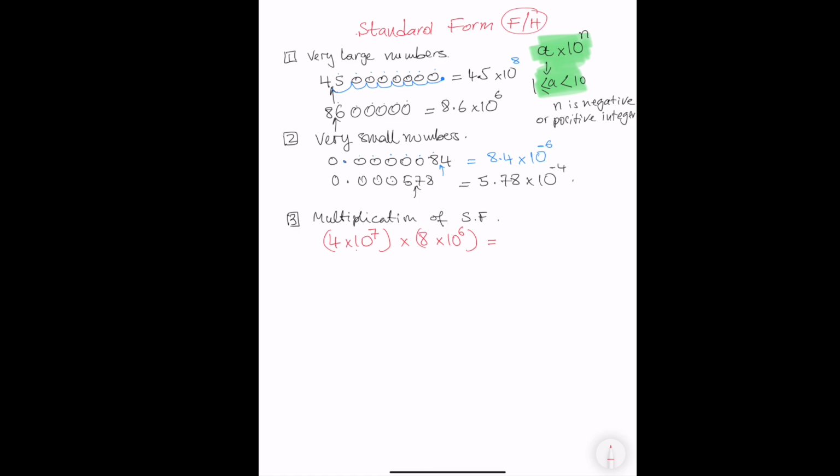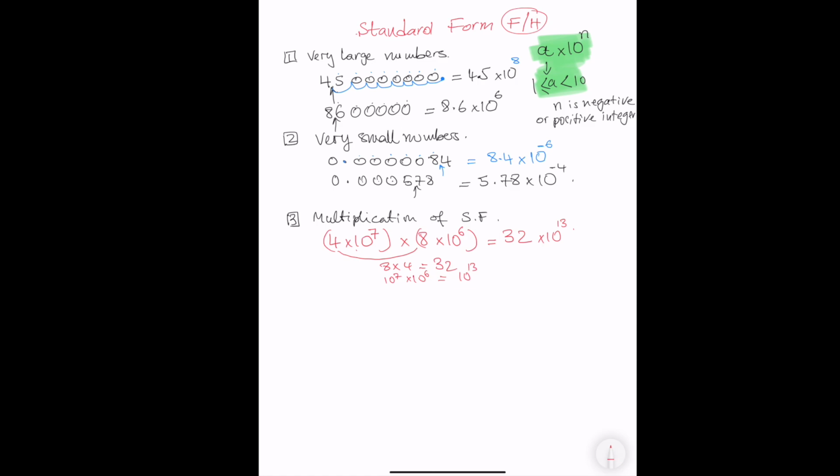So to multiply two standard forms, all we have to do is multiply the number by the number. So 8 times 4 is 32. You put 32 here, and then 10 to the power of 7 multiplied by 10 to the power of 6 is 10 to the power of 13, and you multiply by 10 to the power of 13.